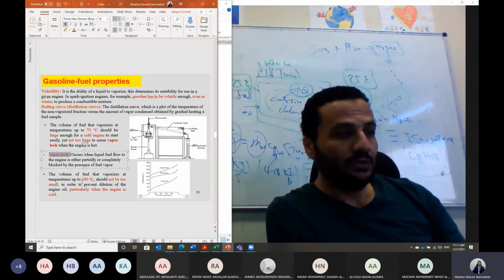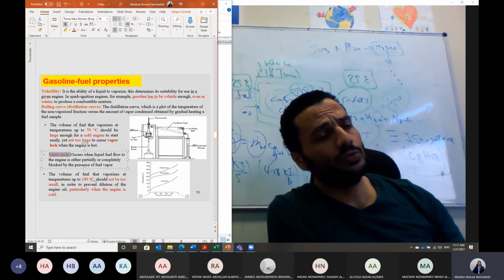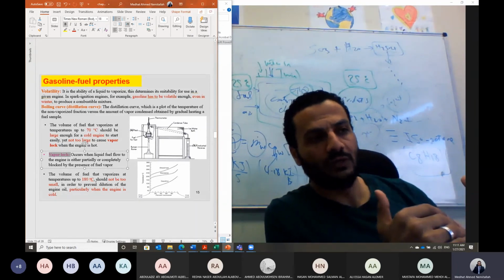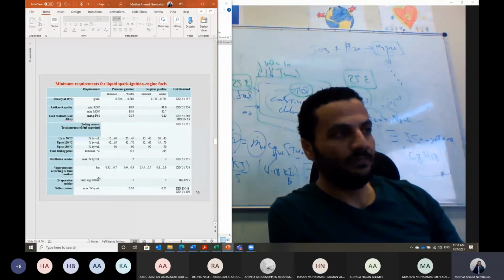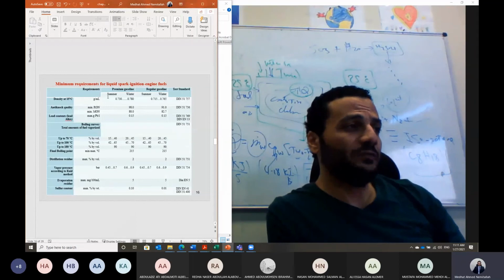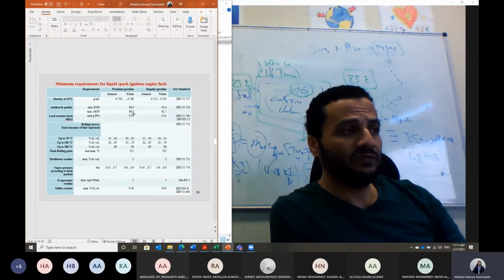And also at a temperature of 180 degrees C, we should not have a large amount of fuel remaining, so that the fuel does not mix with the engine oil. Those are the general requirement properties, shabab, for gasoline fuel.